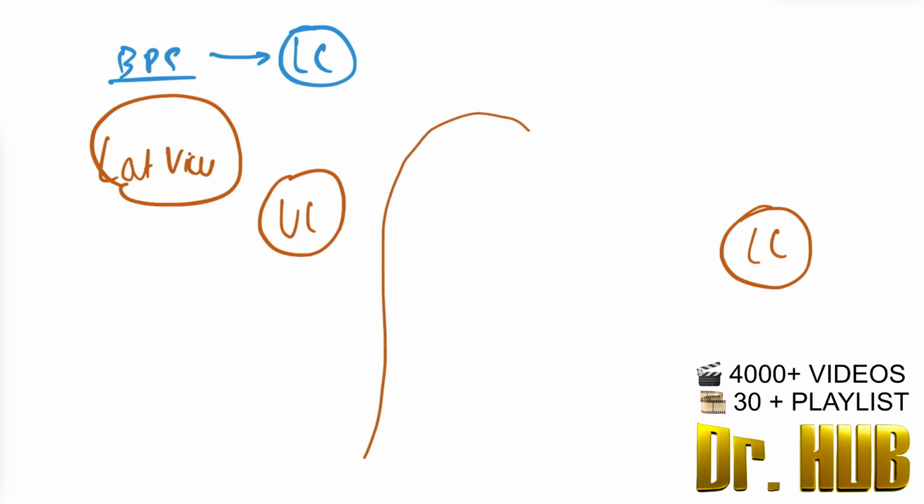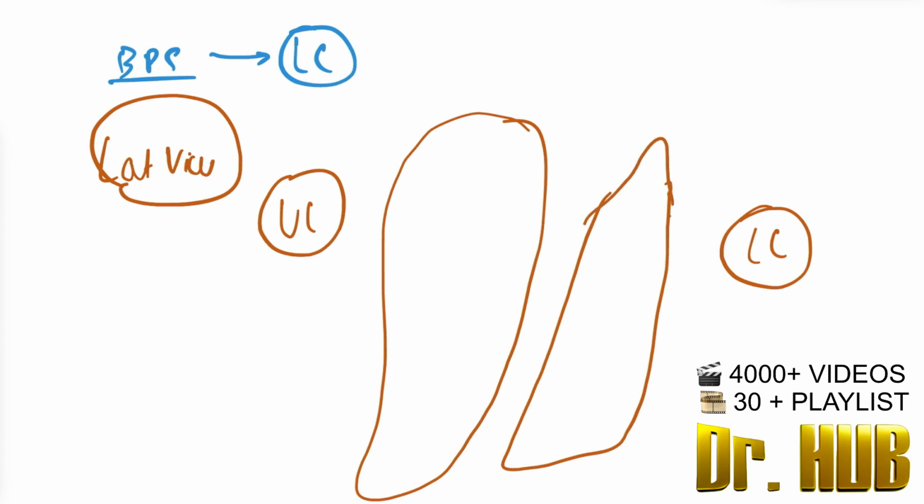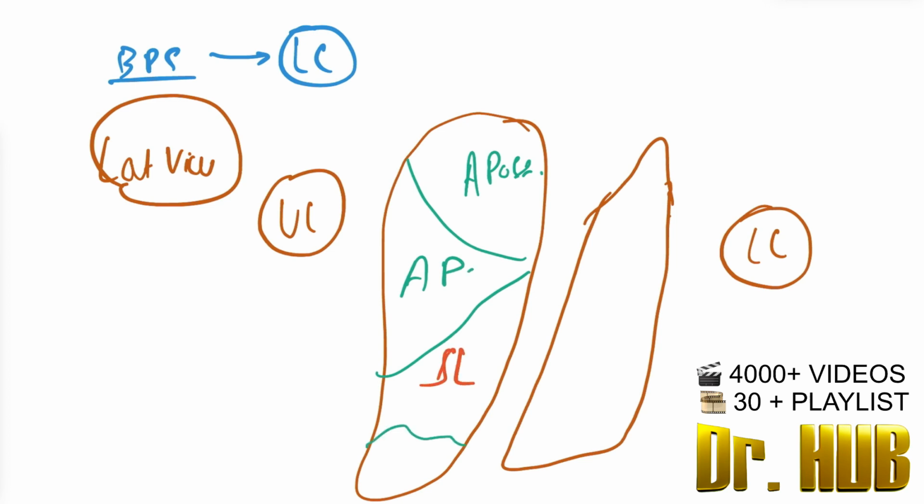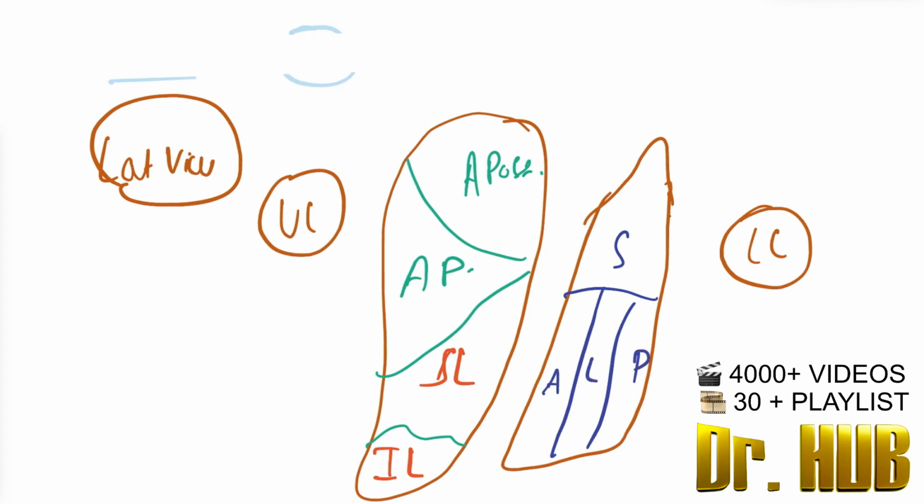The upper lobe, if you see, looks like this, and there is an apico-posterior, an anterior portion, and a superior lingual and the inferior lingual. Next is the lower lobe. It contains a superior, then comes the anterior, lateral, and the posterior.